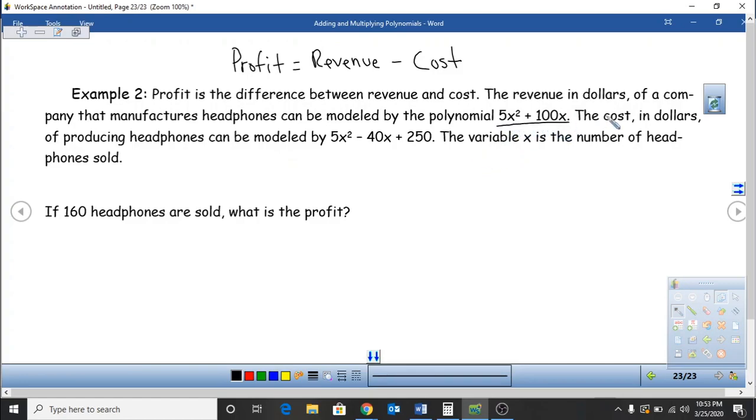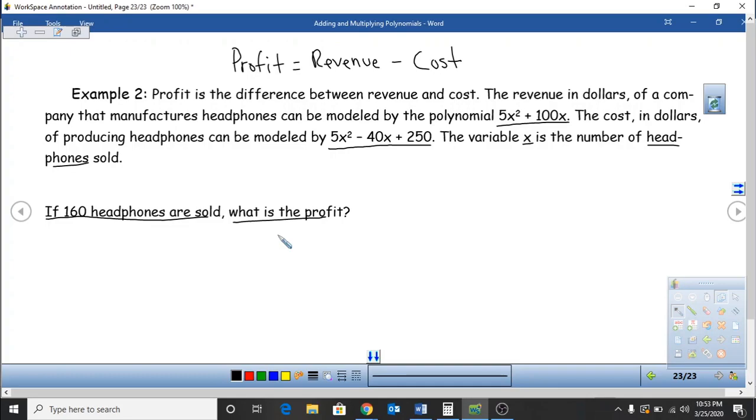The revenue in dollars of a company that manufactures headphones can be modeled by the polynomial 5x squared plus 100x. The cost in dollars of producing headphones can be modeled by 5x squared minus 40x plus 250. The variable x, so it's already telling us what x is equal to, is the number of headphones sold. So if 160 headphones are sold, what is the profit?